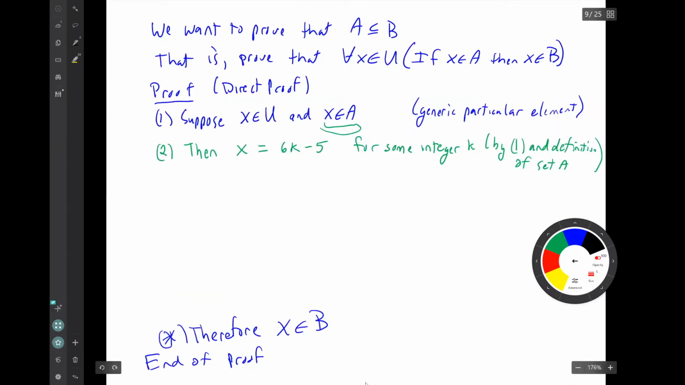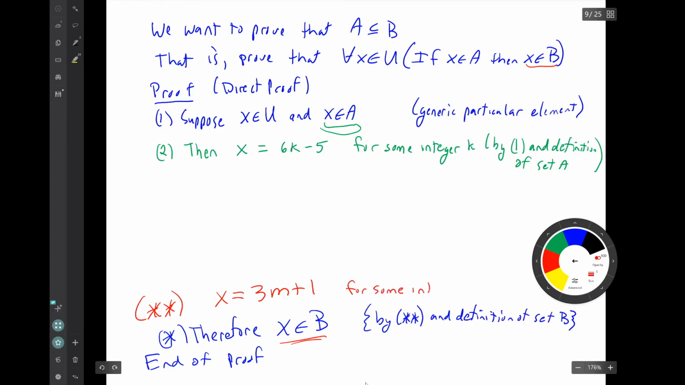Now let's look forward to the end of the proof. We have to end with this, and so we have to precede that statement with a statement about what that really means. So if we want to end the proof with the statement that X is an element of B, we have no choice but to have at some point before that proven that X can be written this way. So there's the gap that we need to bridge.